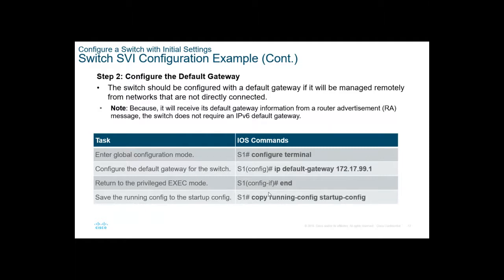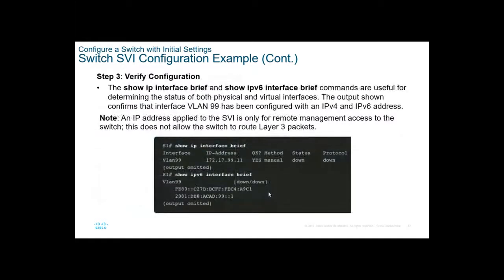We'll give the command ip default-gateway, and that IP address is the IP address of the router port that this switch is going to connect to. No router in today's lab, just a switch. And then he saves the configuration. Step 3, let's verify this configuration.